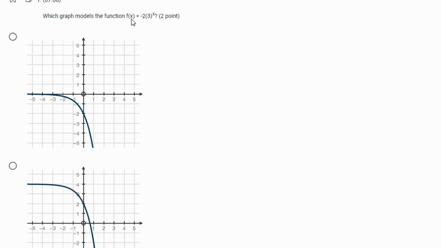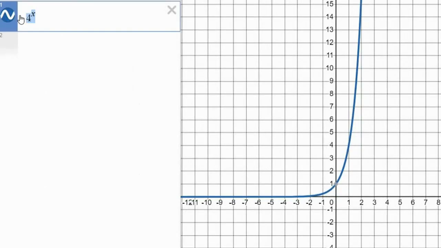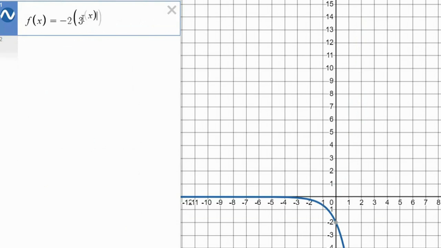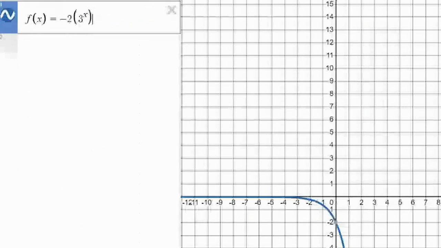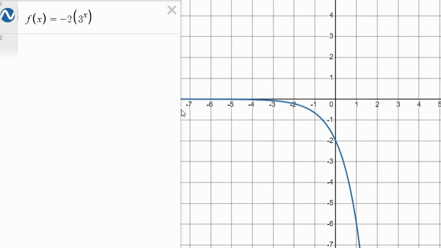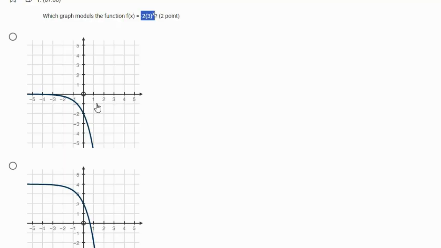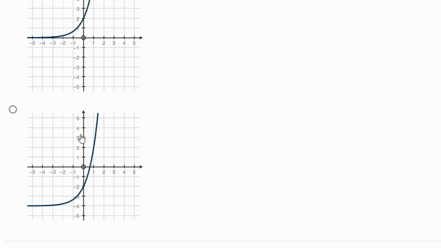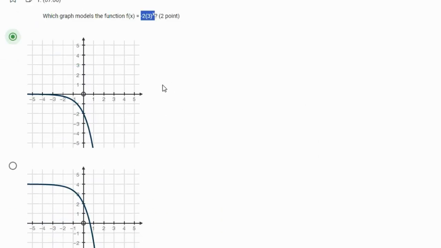Which graph models this function? Negative 2 times... well, the way I would do that is I would say, okay, let me see. F of x equals negative 2 to the 3x, right? Negative 2 to the 3x, yep. So let's see, it's going to be this one. It's a downward exponential with a y-intercept of negative 2. Oh, it looks like this first one, but let's check. This has a y-intercept of 2. That has a y-intercept of 2. This has negative 2, but it's going the wrong direction. So, yeah, it's the first one.